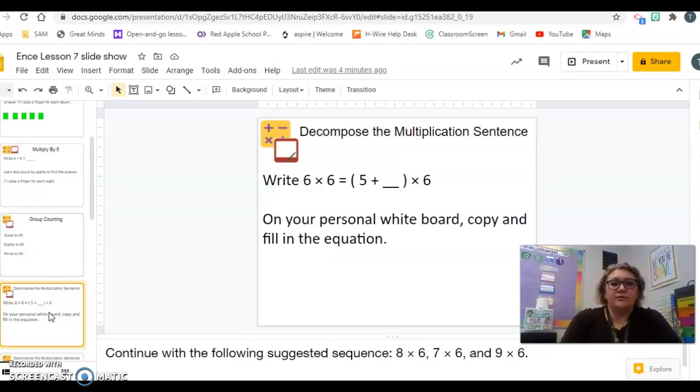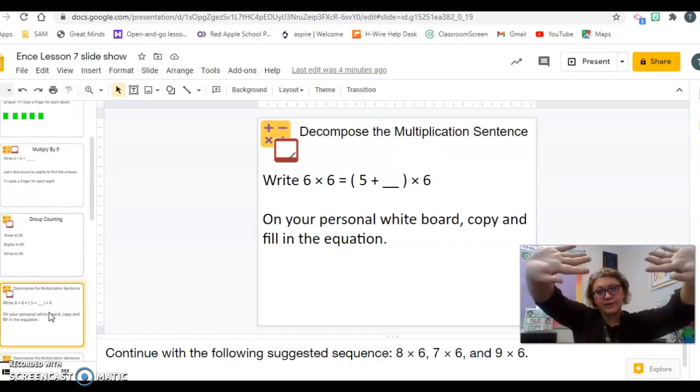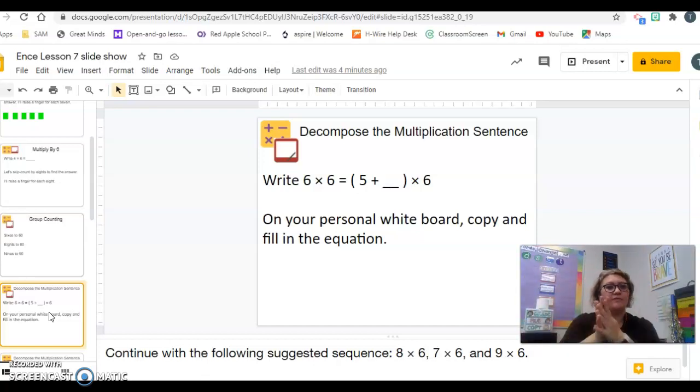So on your personal whiteboard, write 6 times 6 equals. So remember, you can pause me, go grab your personal whiteboard, grab a piece of paper, whatever works for you. Right, 6 times 6 is equal to 5 plus what number times 6? So think about it. We have 6 times 6 on this side, and we already have 1 6 over here. We need another 6, right? So 5 plus what number equals 6? 5 plus 1. So if you wrote 5 plus 1 times 6, you are correct.